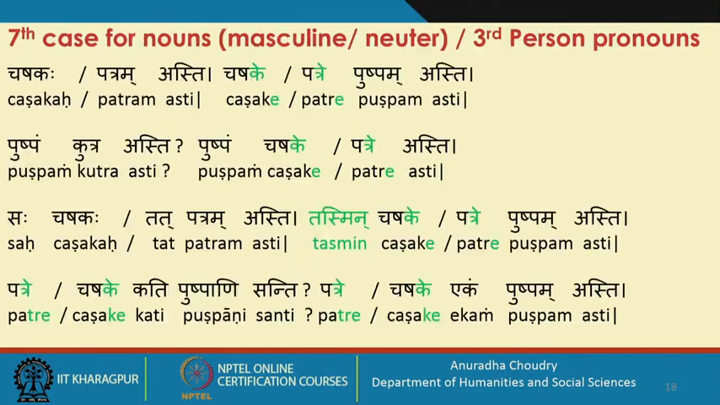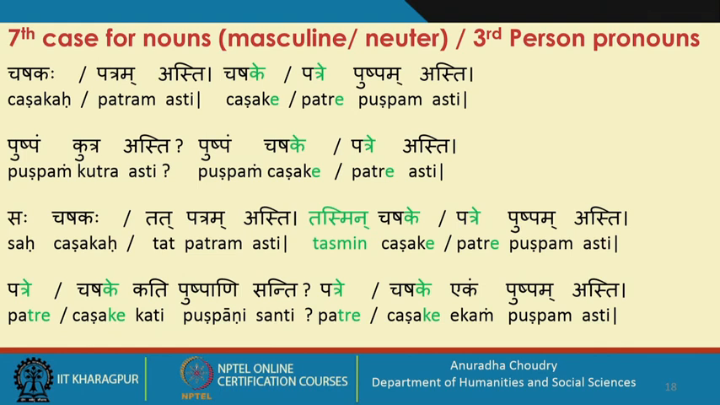Okay, so moving on, let's do a few exercises for that. So we have chashakaha or patram asti, and then pushpam asti. So chashake pushpam asti or patre pushpam asti. Similarly, we say pushpam kutra asti.